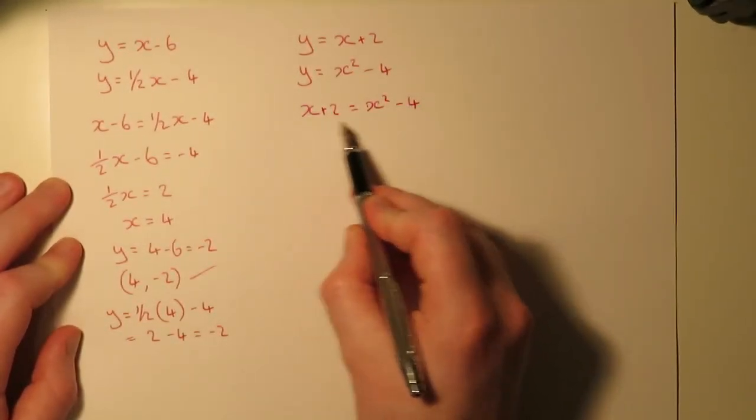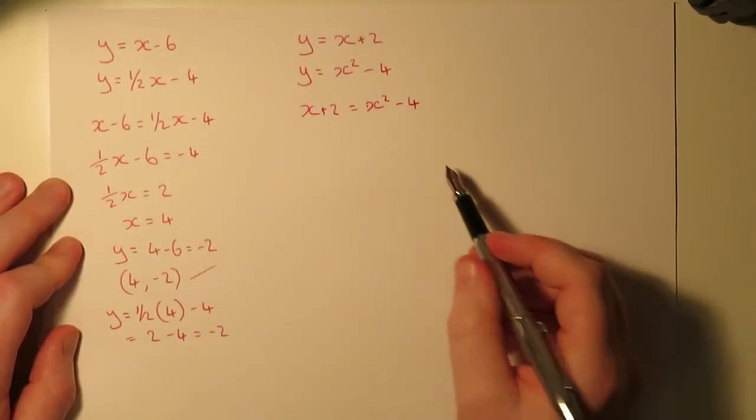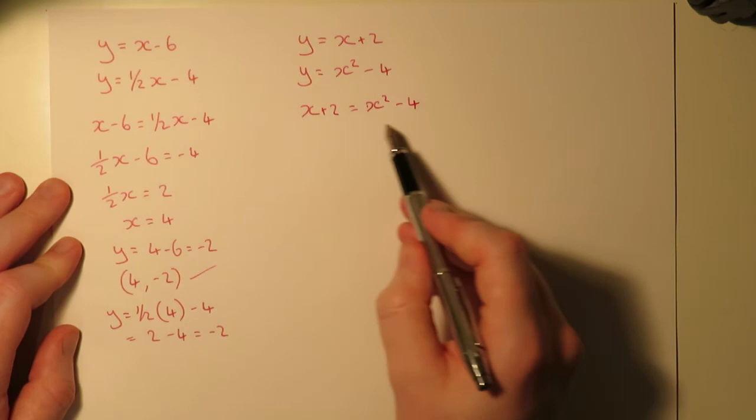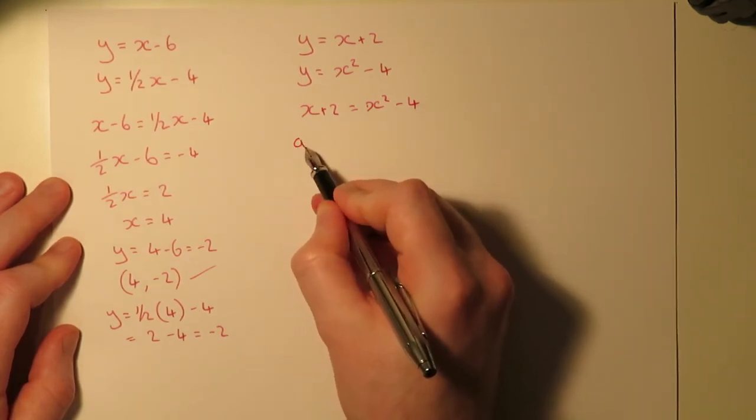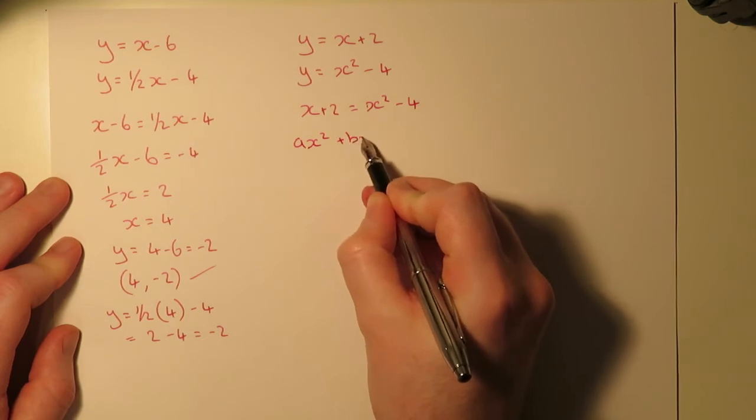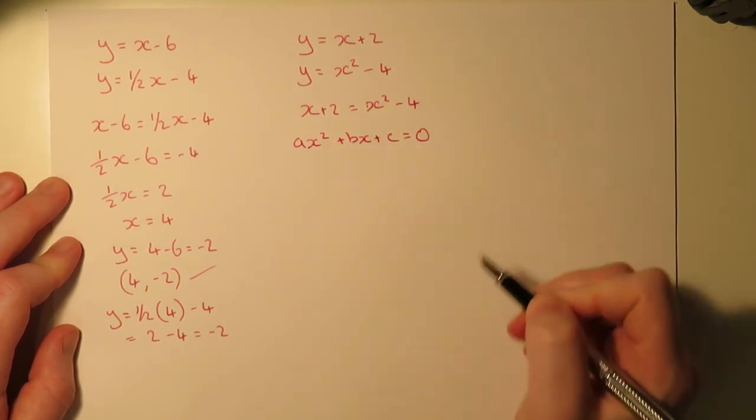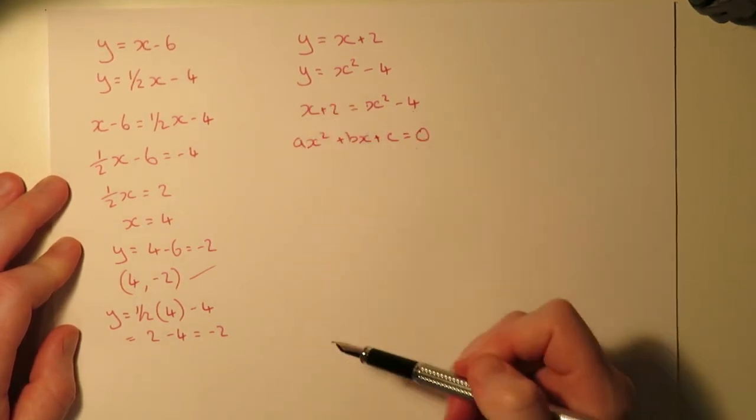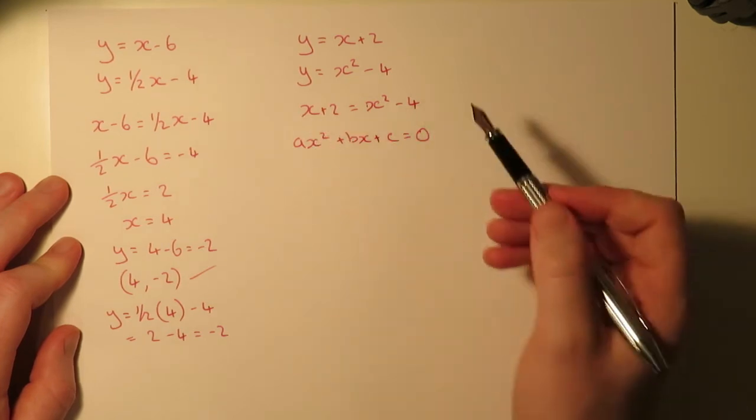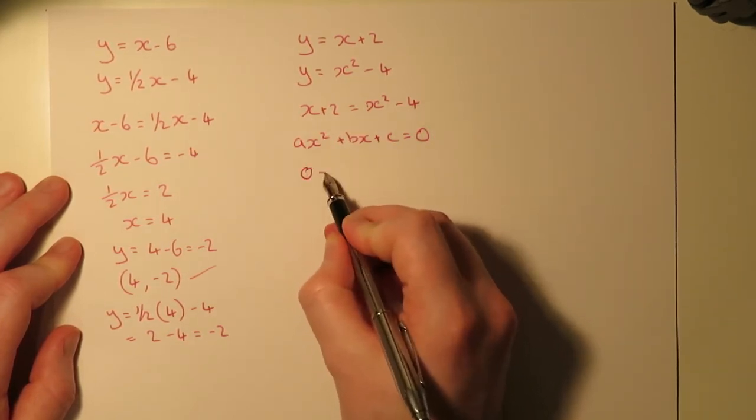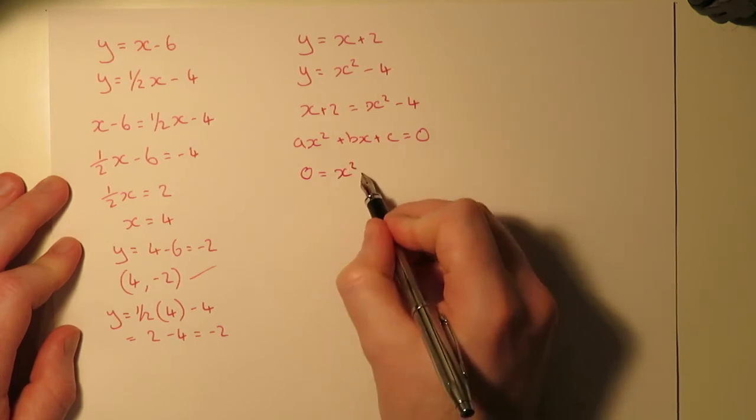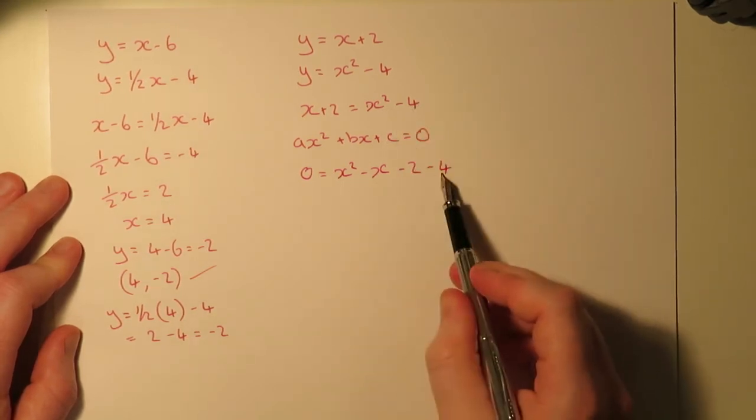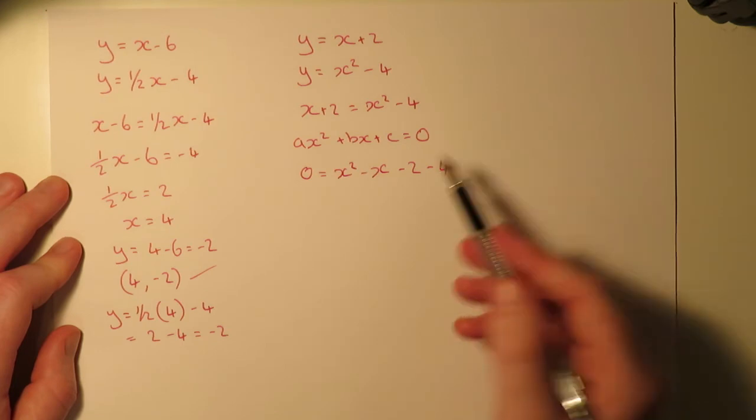Now it's important here that you recognise the significance of this. Because it has an x squared term in there, it's a quadratic equation. If you ever see a quadratic equation, always try and get it in the form ax squared plus bx plus c equals 0. In other words, make it equal to 0. So here we want to get this x plus 2 on the other side. So we need to take away x, take away 2 from both sides. So we'll get 0 is equal to x squared minus x minus 2 minus 4. The x squared and the minus 4 are still here, and I've just subtracted x off both sides and subtracted 2 off both sides.